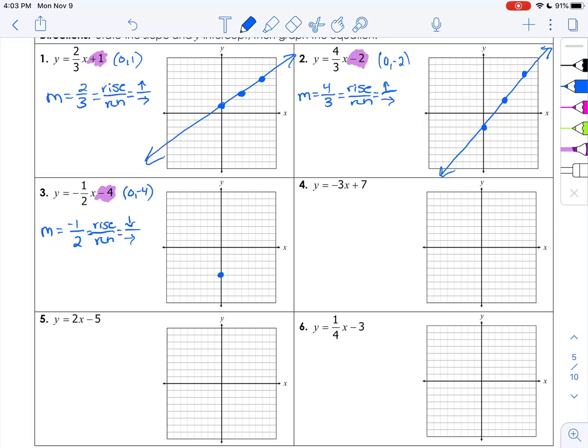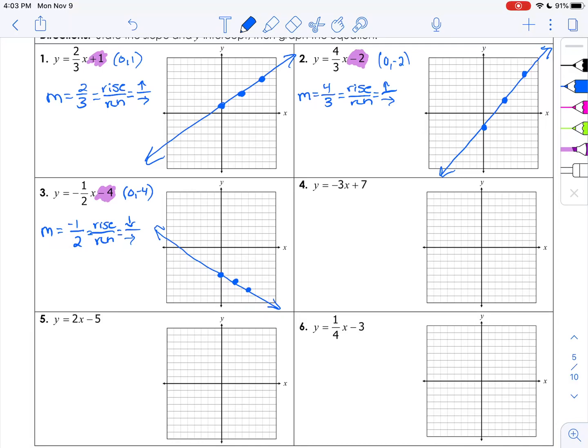So make sure you're paying attention if you have a negative slope. So starting at our y-intercept, we're going to go down 1 and to the right 2. And we're going to do that one more time, down 1 and to the right 2 to have at least 3 points. And once I have those 3 points, I can connect those points going all the way through my graph, putting arrows on the end.